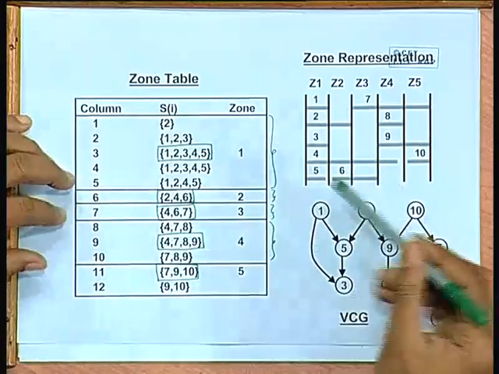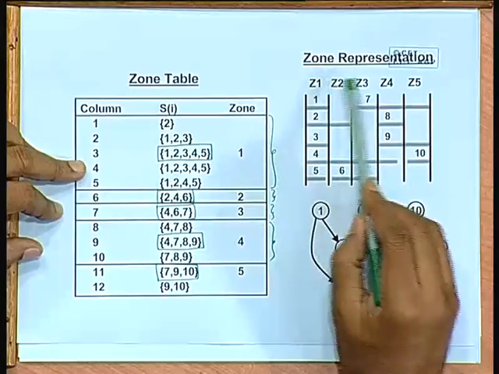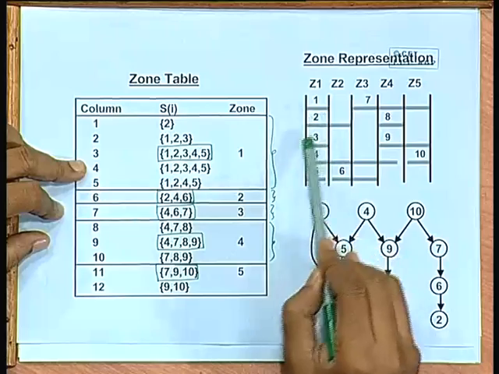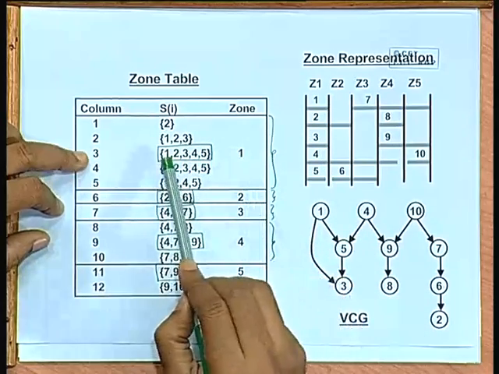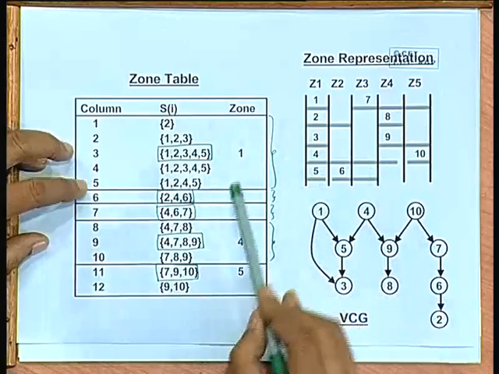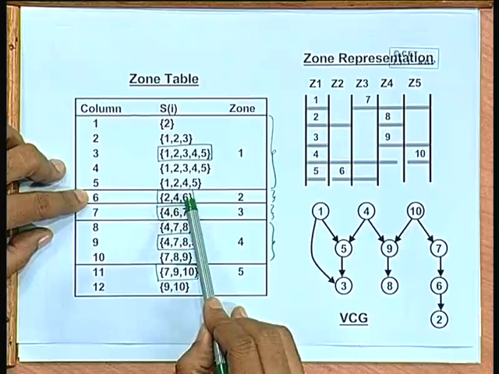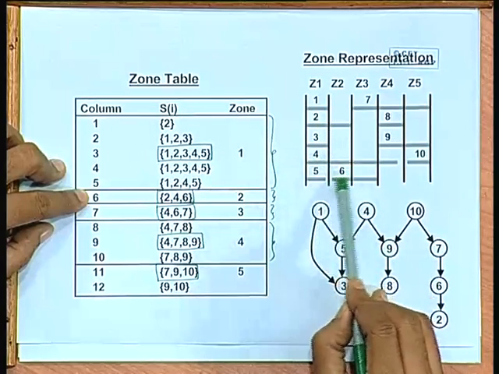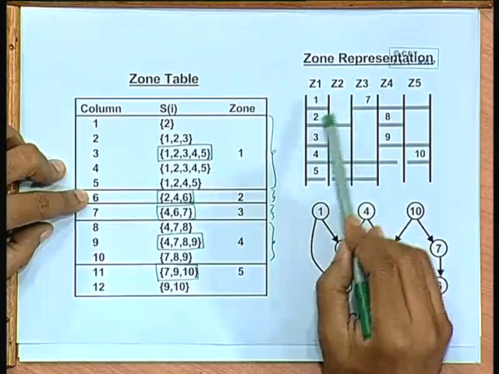Now, in this table you define these zones 1, 2, 3, 4, 5. Now, for each zone you show which are the nets which belong to that zone. In zone 1 you have nets 1, 2, 3, 4 and 5. In zone 2 you have 2 and 4 and 6 is a new one. So, 2 gets extended, 4 gets extended and 6 is a new net which starts, but 1 and 3 do not extend to Z2.